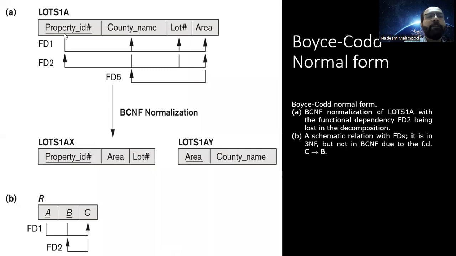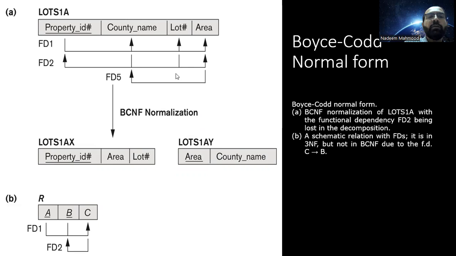We have a property ID, which is a primary key, the county name, the lot number, and the area. And see the FDs. From property ID, we can determine county name, property ID determines lot number, and property ID determines the area. County name and lot number combined together determine the property ID as well as the area. And area determines the county name. So here we have certain alternatives, but there is no violation of transitive dependency. Therefore, we can say that the relation is in third normal form.